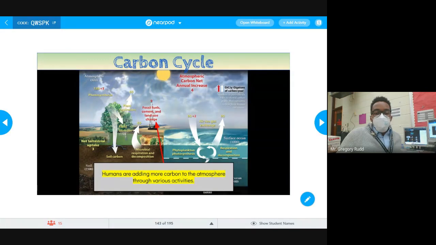So I think this is the last slide for this image, but if you look at the top, it says the atmospheric carbon net annual increase is 4 gigatons of carbon. So we've thrown it out of balance now. The atmosphere is taking in more carbon than it's getting rid of. A lot more, 4 gigatons.